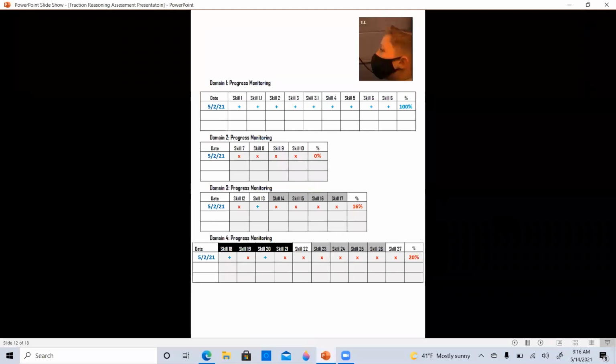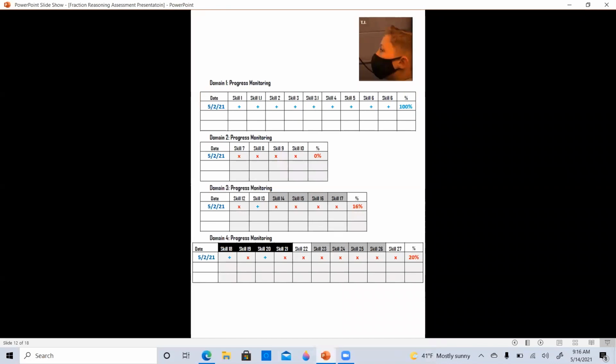Okay. So now we're going to look at how to tie together all of the instructional components of this. So this was TJ. We went through and did all of his scoring of everything, where he was at. Domain 1, no problems, 100%. We can clearly see his breakdown starts in domain 2 and it goes all the way, starting at skill 7.